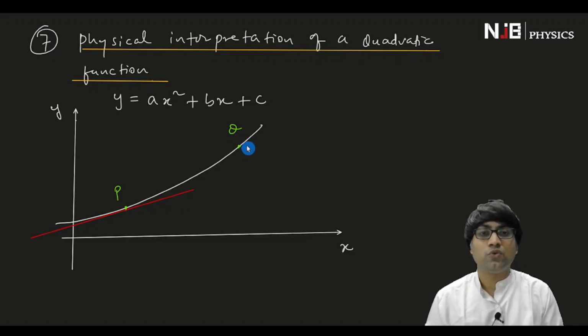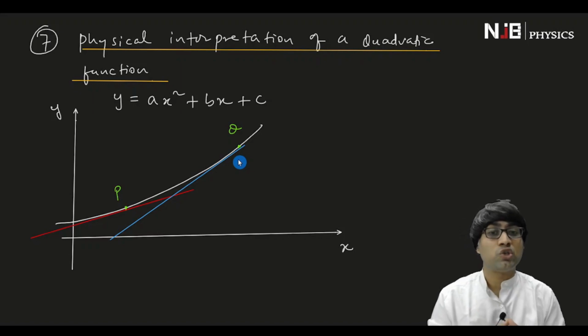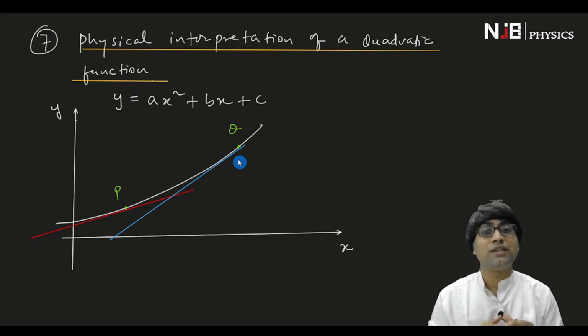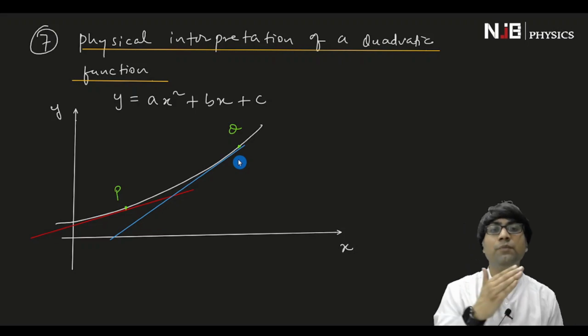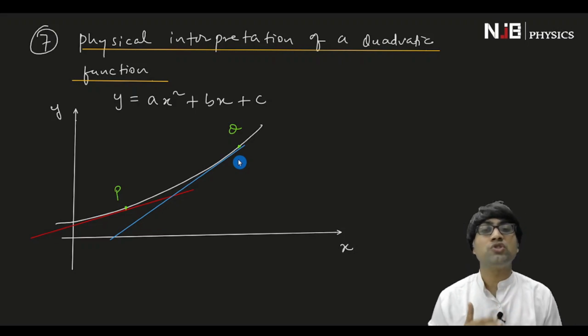Because if you try to analyze the tangent at this point Q, which is going to somewhat look like this blue line. Well, this is the tangent at Q. Now you can see that tangent at P and tangent at Q, these two lines basically they are having different slopes, and therefore in a non-linear function, not just in case of this quadratic function, in any non-linear functions at different points we are going to have different slopes.